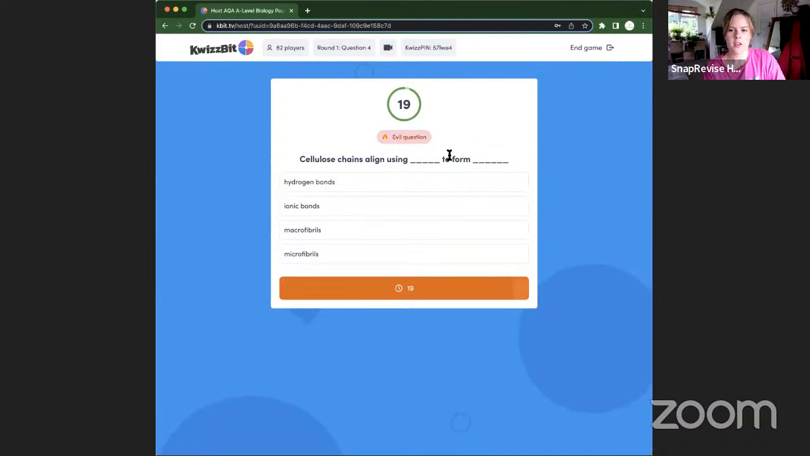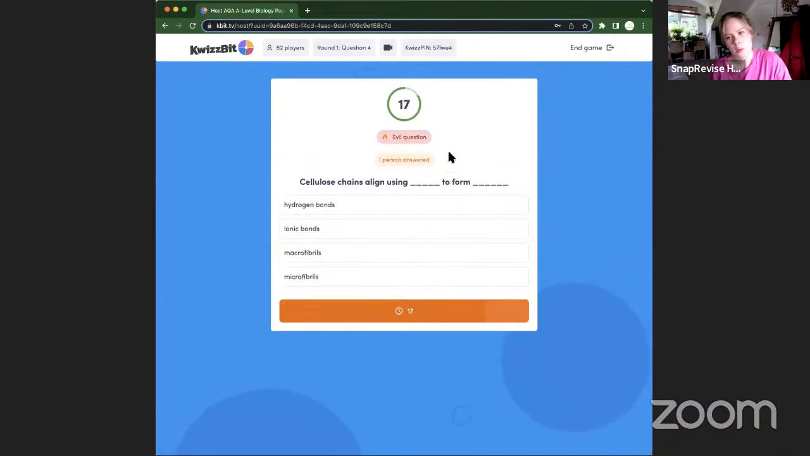Cellulose chains align using what to form what? So select 2. Make sure you put them in order, if that makes sense.